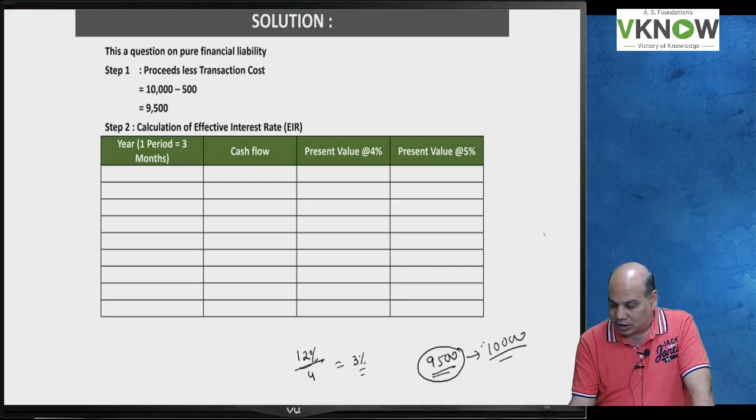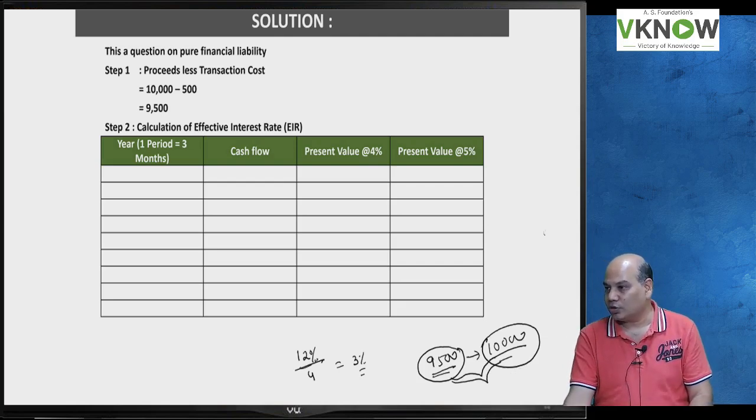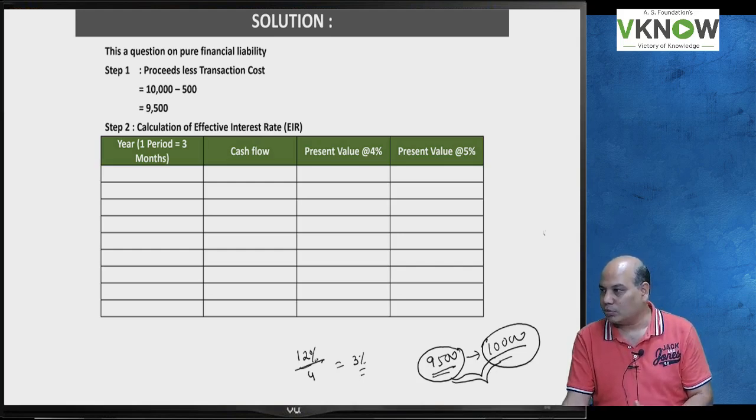I received less, I am paying more. So this difference will also increase my interest rate. This difference will also increase my effective cost of funding. So it should be a little more than 3.